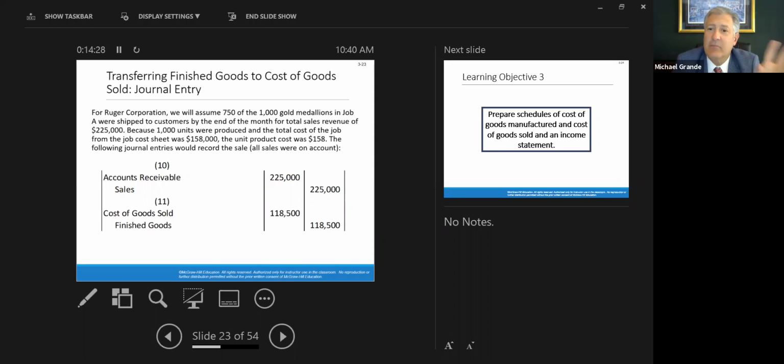Debit accounts receivable, credit sales revenue. Journal entry 11 satisfies the matching principle, where they record the cost of the sale. Debit cost of goods sold, an expense account, credit finished goods inventory, a balance sheet account, for the cost. 750 medallions times $158 per medallion is $118,500.